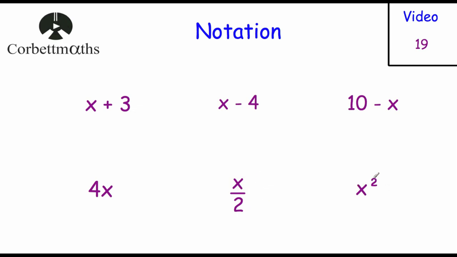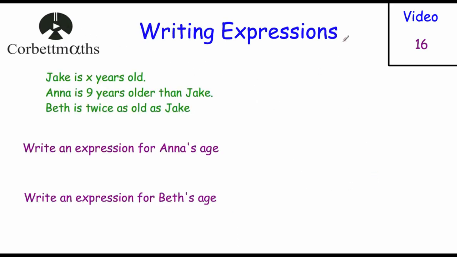And finally, we've got x squared, and that just means x squared. So if we knew what x is, we'd multiply it by itself, because to square something means to multiply it by itself. Okay, let's have a look at our next topic. So our next topic is writing expressions or forming expressions, and that's video 16 on Corbettmaths.